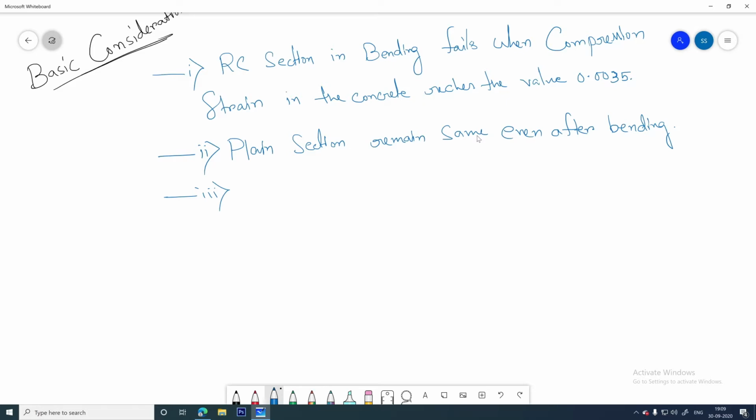Strain plays a very important role. So we will see the value of the strain, because strain is equal for the RCC, that means the steel bar as well as the concrete. So we will determine the strain value, then we will determine the corresponding stress value for the steel or the concrete separately. That is the point given here.